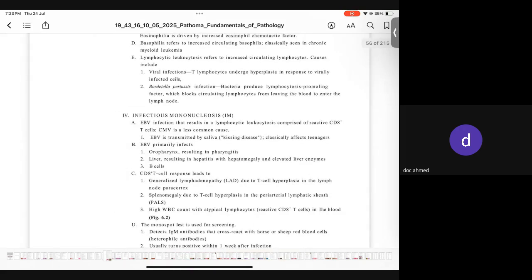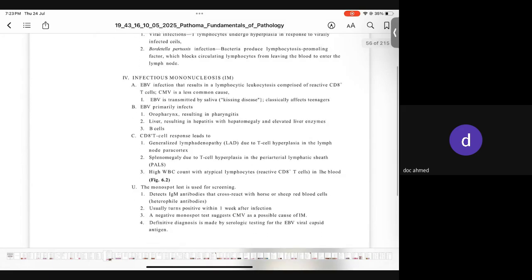It's also known as kissing disease. It's seen in adults and transferred through saliva. Once EBV enters your body, what are going to be the target cells for EBV? B cells. Which receptor? CD21 receptor. Yes, CD21 receptor.